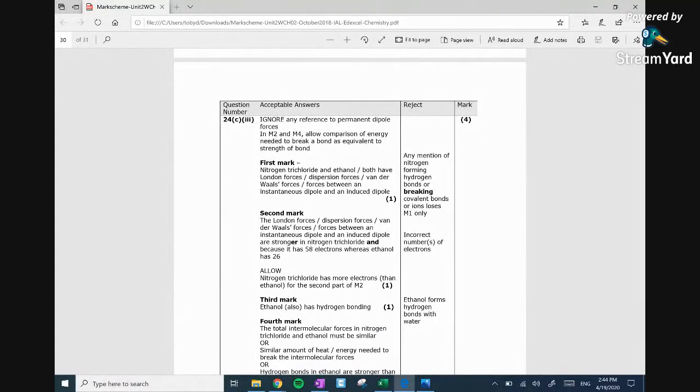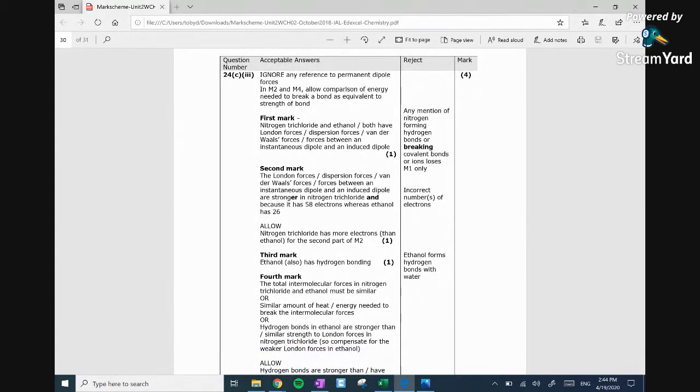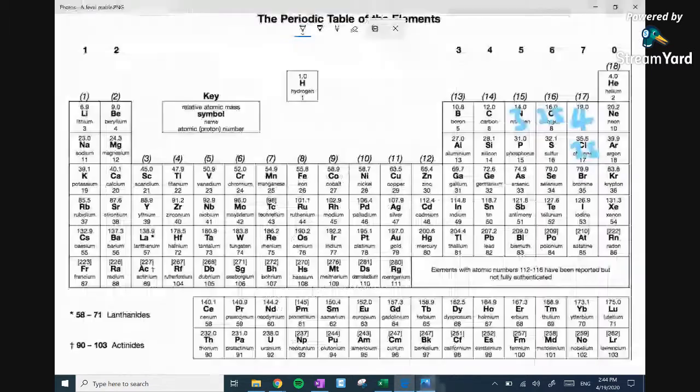First, nitrogen and NCl3 both have London dispersion forces. Instantaneous dipoles and induced dipoles. Oh, 2nd mark, London dispersion forces. Yeah, okay. NCl3 has more electrons. 3rd, ethanol has hydrogen bonding. Certainly got that one. London dispersion forces, because it has 58 electrons, where ethanol only has 26. You can also say that in terms of Mr if you want to. So I definitely get 2. I just don't get the other one.